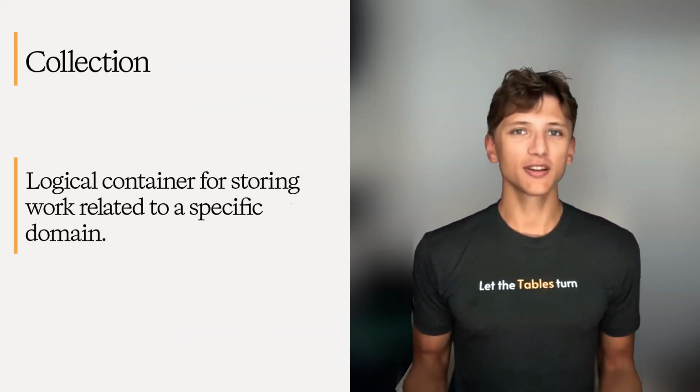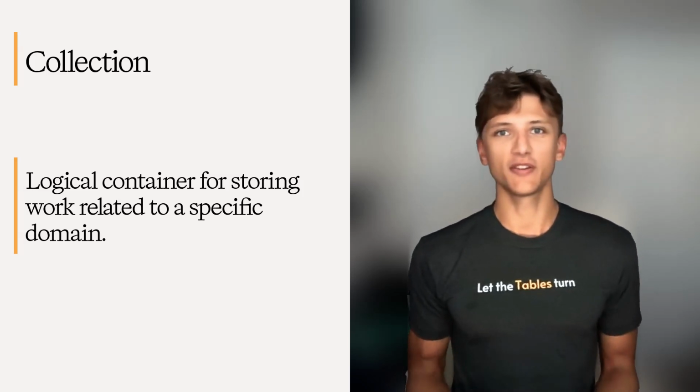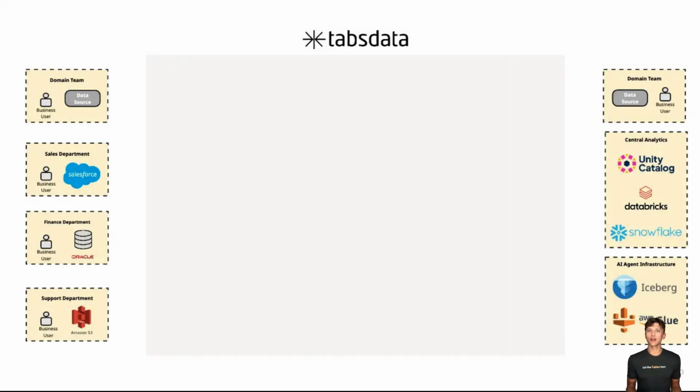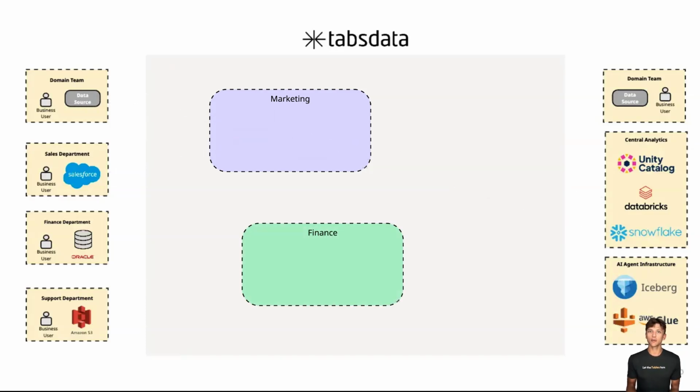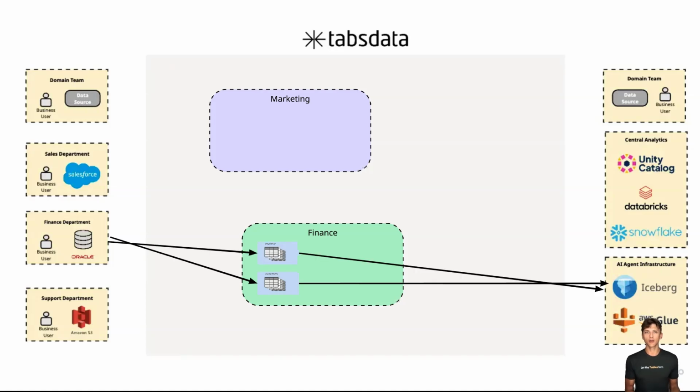As you scale up the number of data sources, transformations, and destinations in your Tabsdata server, you will want ways to group, organize, and protect your data. This is where collections come in. A collection is a logical container for storing work related to a specific domain. So for example, maybe a collection called marketing would store tables and functions related to MQLs, SALs, and marketing engagement, while a collection called finance would store functions and tables related to expenses, revenue, and profit.